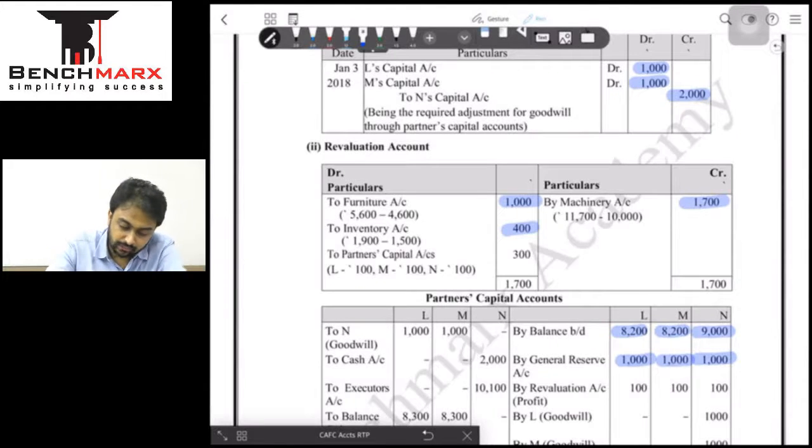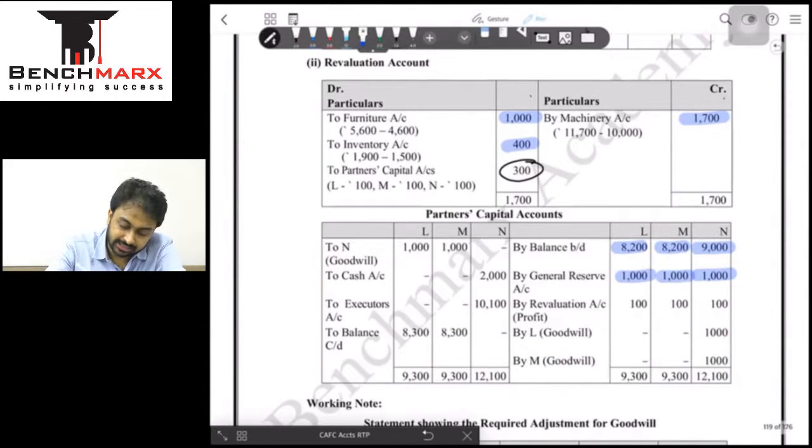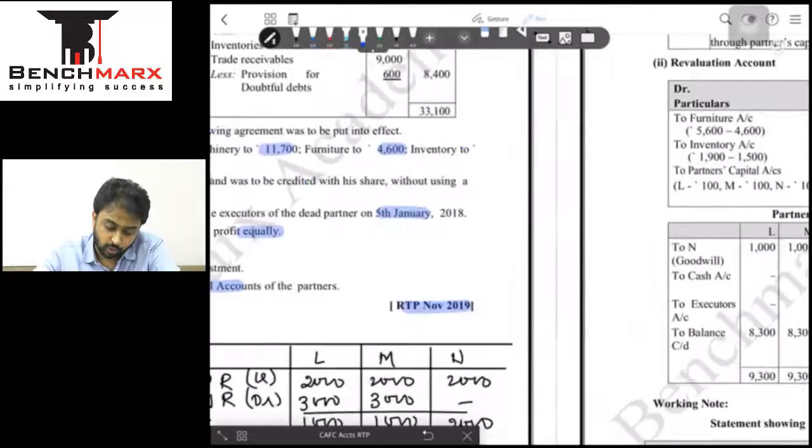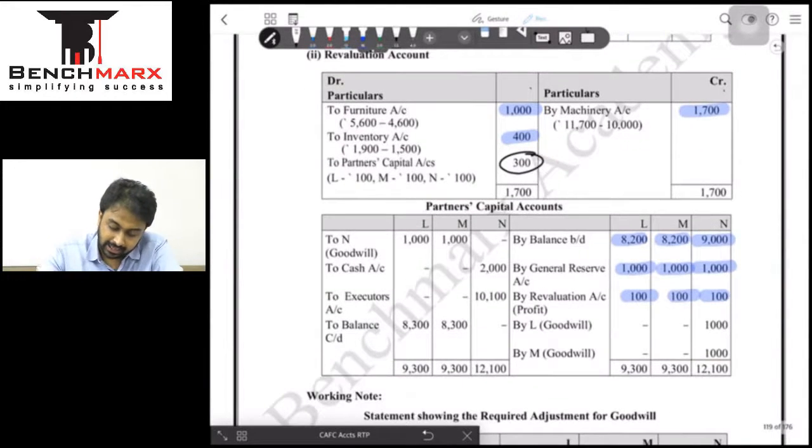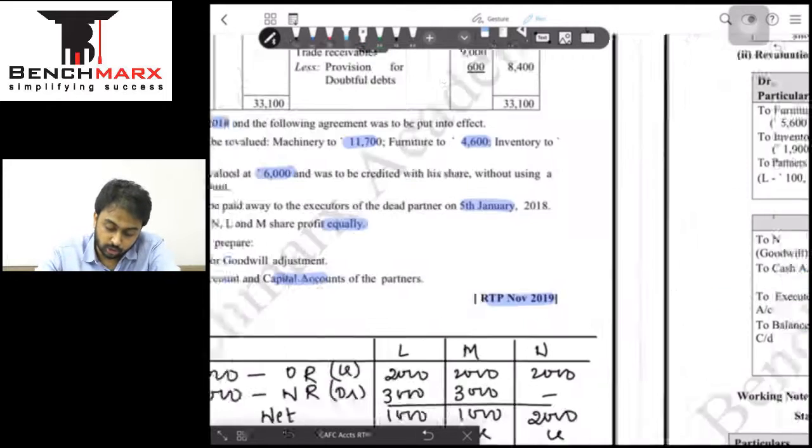So I'll close the revaluation, and the balancing amount appears to be a gain of 300, which goes in the partners' capital in PSR of 100 each. Okay, this is also done. And the net entry of goodwill will have to be given effect to, so 1,000 debit L and M, and credit N for 2,000, that is this as well. This is also done. So opening capital gone, reserves gone, revaluation gone, goodwill also gone.